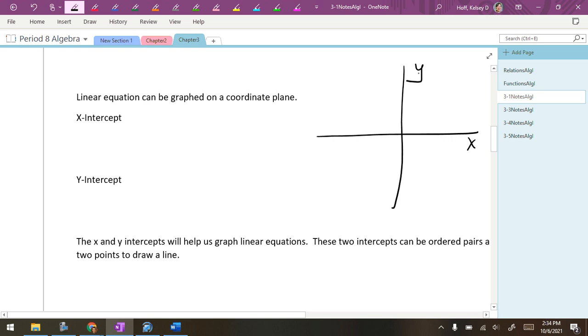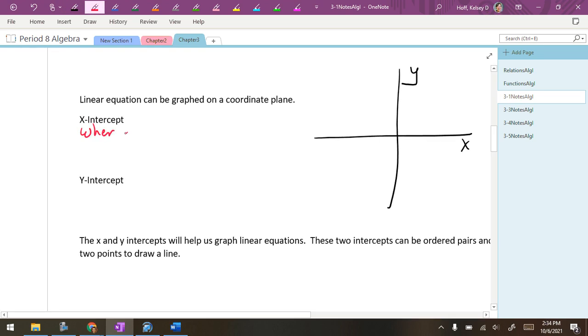And the word intercept or intersection, like you guys are going to be talking about driving, right? Where two things meet or cross. And so this is where a line crosses the x-axis. The x-intercept is where the line crosses the x-axis. And it's a point, right? An x comma y.